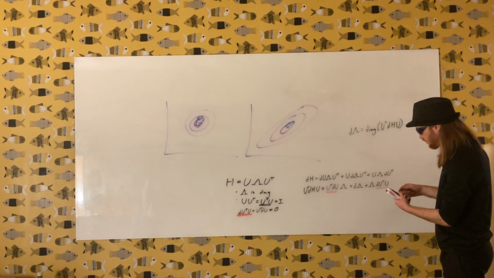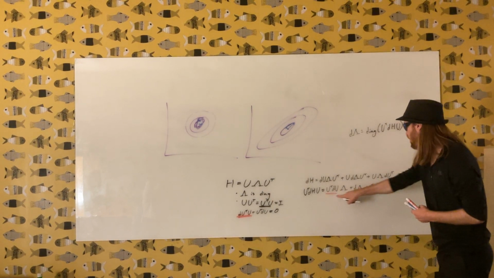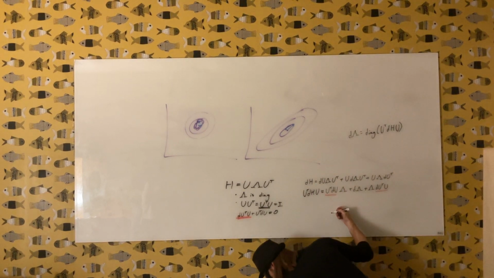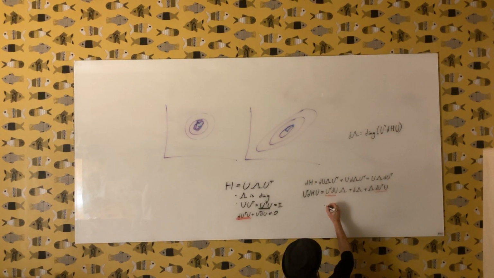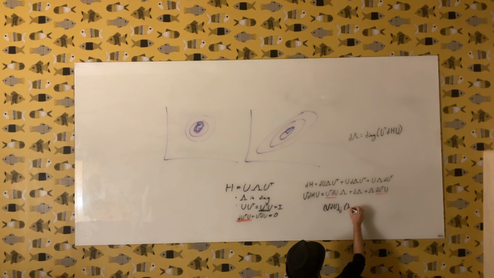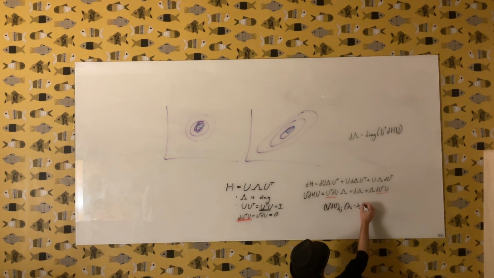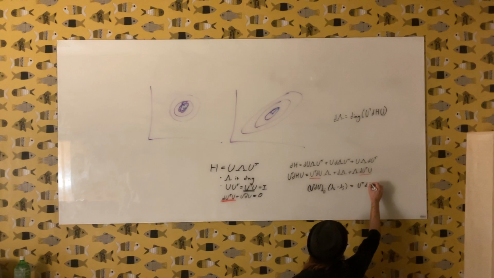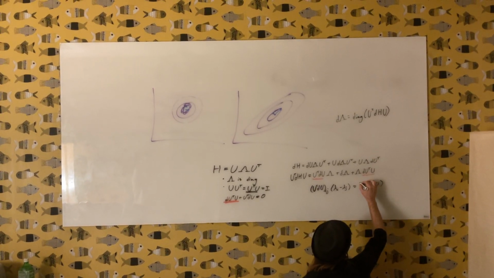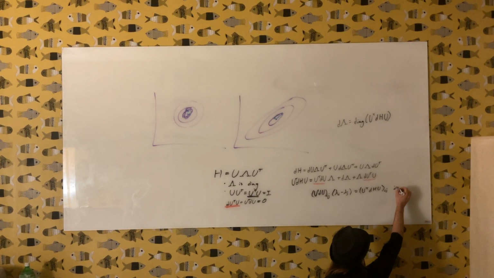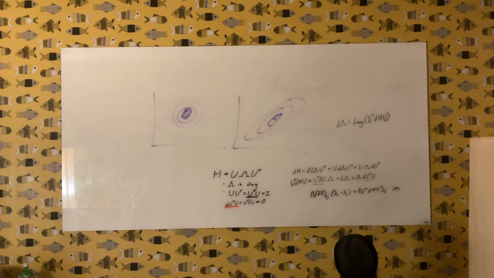Then for this other piece, these two matrices are negatives of each other, so what it works out to is (U transpose dU) ij times (lambda i minus lambda j) is equal to (U transpose dH U) ij, for all the i's not equal to j.